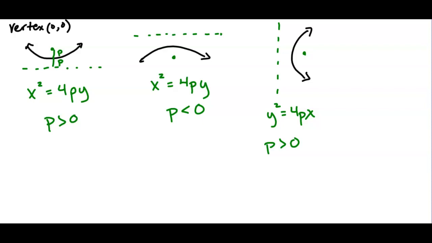So the other case is if the parabola opens to the left. And again, your focus is going to be inside here somewhere. Your directrix will be back here, and the equation is going to be y squared equals 4px, but p is less than 0. Okay, so now we'll show you an example.